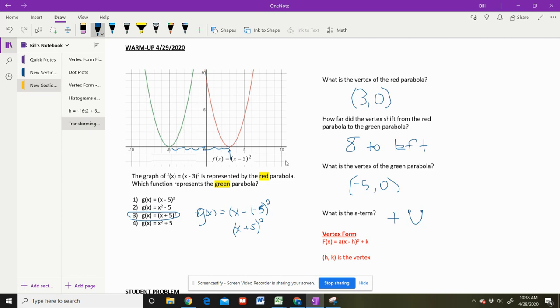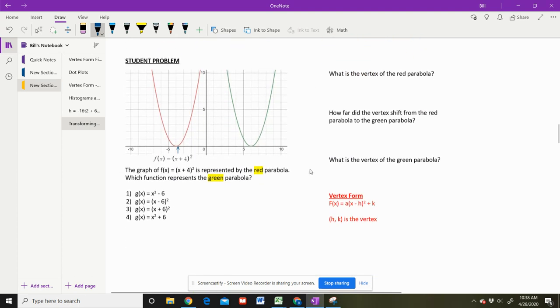All right, so now you guys are going to answer a problem on your own. I'll just go down here, and you're going to figure out, okay, we have this formula for our red parabola, and we need to figure out what is the equation for our green parabola. Answer these questions over here, and then select your answer.